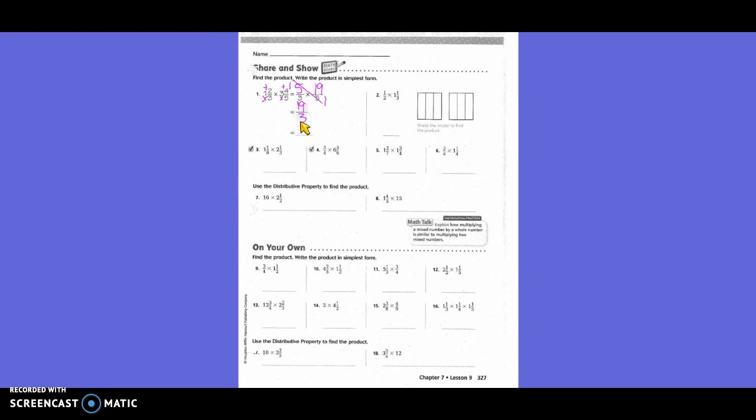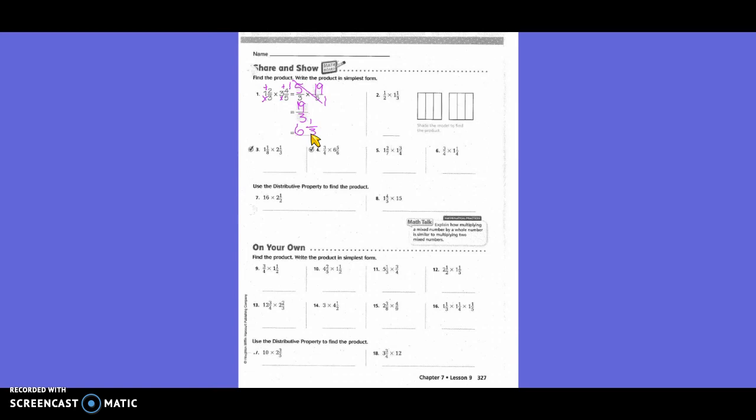Now, is that in simplified form? No. So how many times does 3 go into 19? 6 times. So 6, and then what do I have left over? 1/3, because 6 times 3 is 18. 19 minus 18 is 1, and then we keep our same denominator, right?